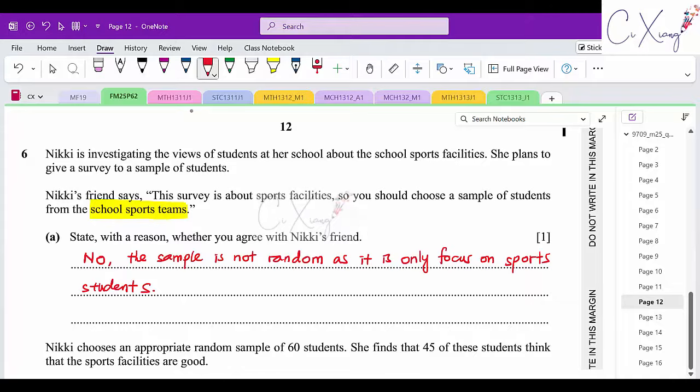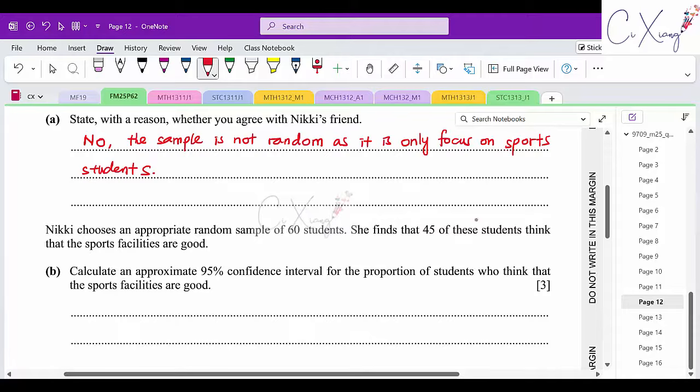Okay, so always remember, when you want to form any sample to carry out the survey, please make sure that the sample that you choose is a random sample. Right, then now let's have a look at part B.